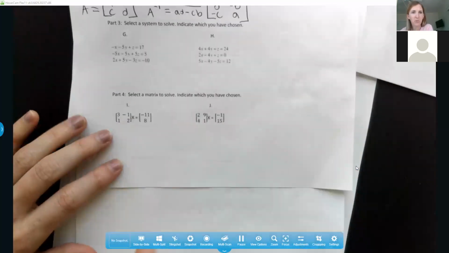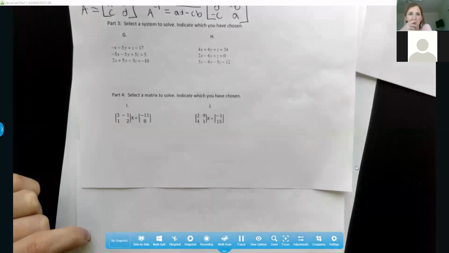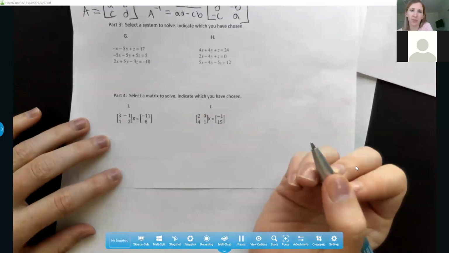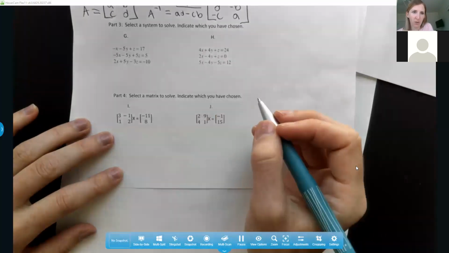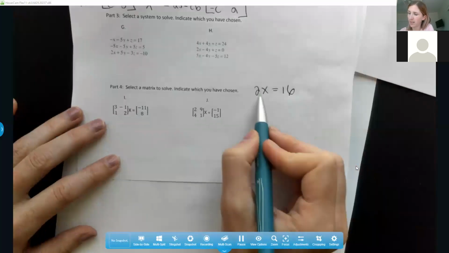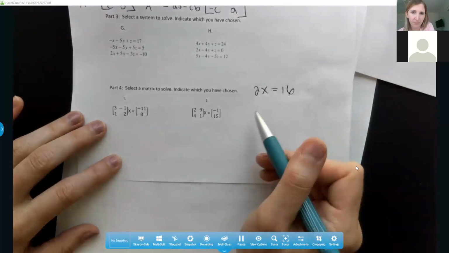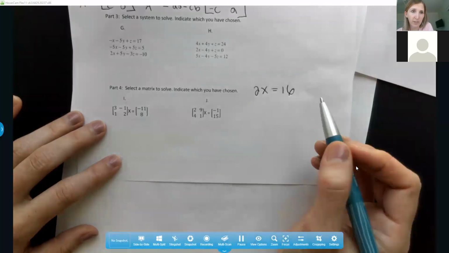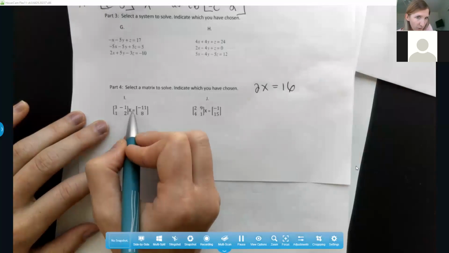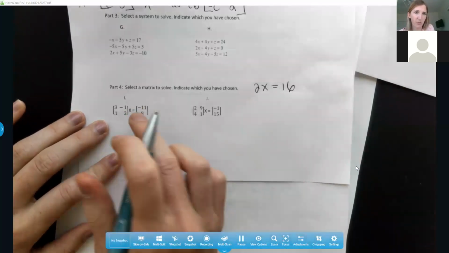Okay. So part 4, select a matrix to solve, indicate which one you've chosen. So basically this is like a simple algebraic equation. Like if I did 2x equals 16, it's the same thing as saying 2 times what will give me 16. So x will equal 8. So what we're trying to figure out is this matrix times what matrix will give me this matrix. So we're basically trying to figure out what this is right here.